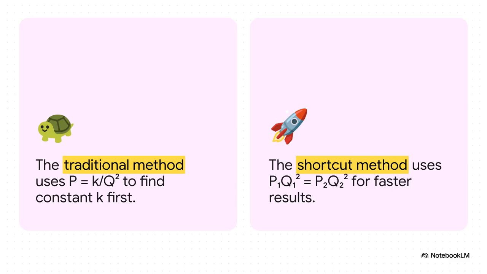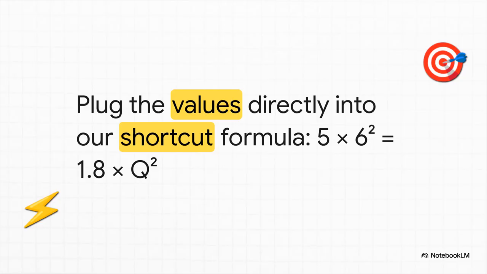Because our k is always constant, the product of p and q squared from the first scenario will absolutely always equal the product of p and q squared in the second scenario. That gives us this beautiful, super efficient formula, p1 times q1 squared equals p2 times q2 squared. Let's actually see this shortcut in action. By using this, we completely bypass having to find that constant k. We just skip the middleman.